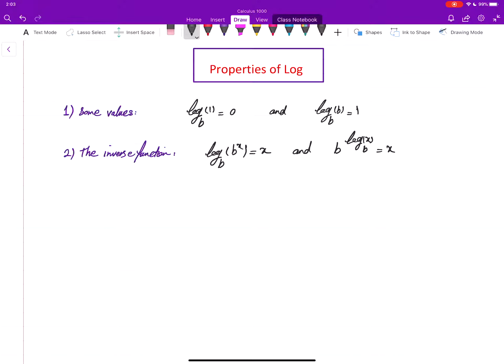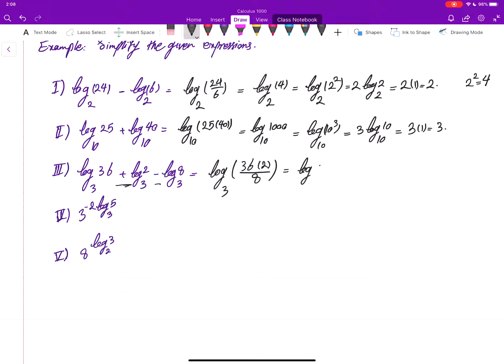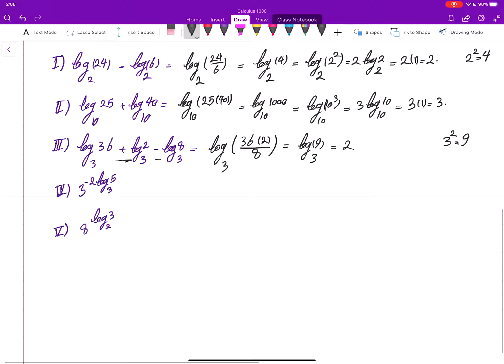What would that give us? So this would give us log of 9 base 3. And either do the trick I showed you up there, or see the fact that 3 to the power 2 is 9. So the log of 9 base 3 is going to be equal to 2. How about this one? Well, 3 to the power some expression which has log 3.